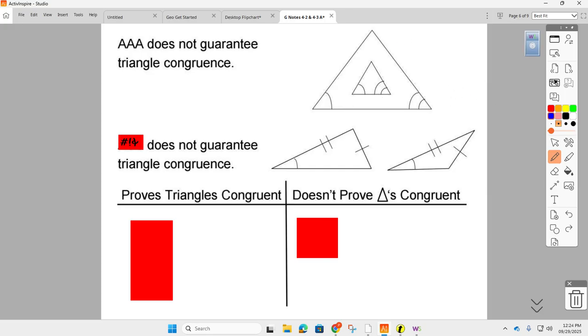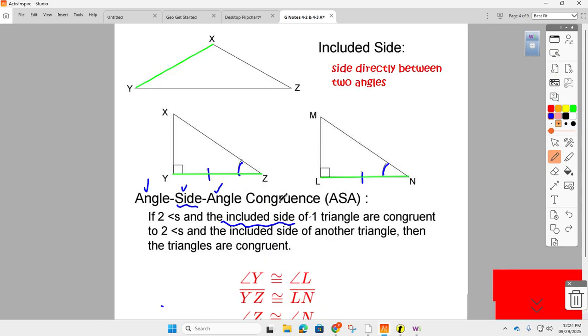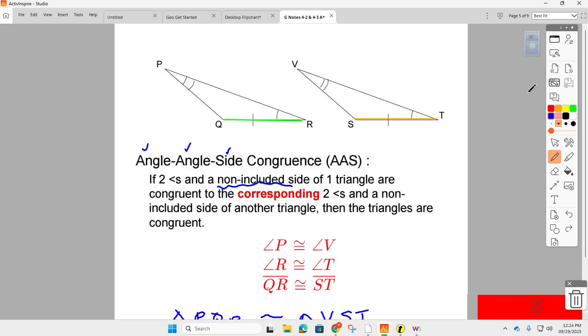So here, this is called angle side angle. It should remind you that this is the included side because it's between the angles. This is angle, angle side. Just this little abbreviation should remind you that this is not an included side. It's not between the two angles. Does that make sense, Thomas?